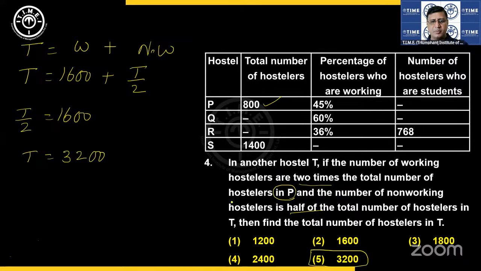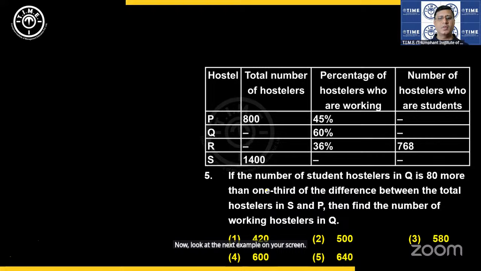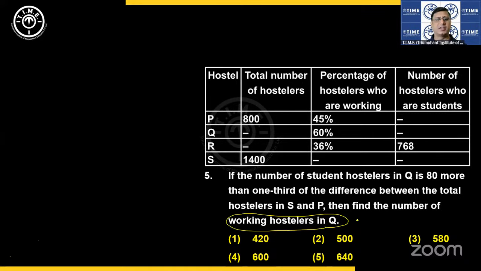Now look at the next example on your screen. If the number of student hostlers in Q is 80 more than 1/3 of the difference between the total number of hostlers in S and P, then find out the total number of working hostlers in Q. Working hostlers in Q are to be found.